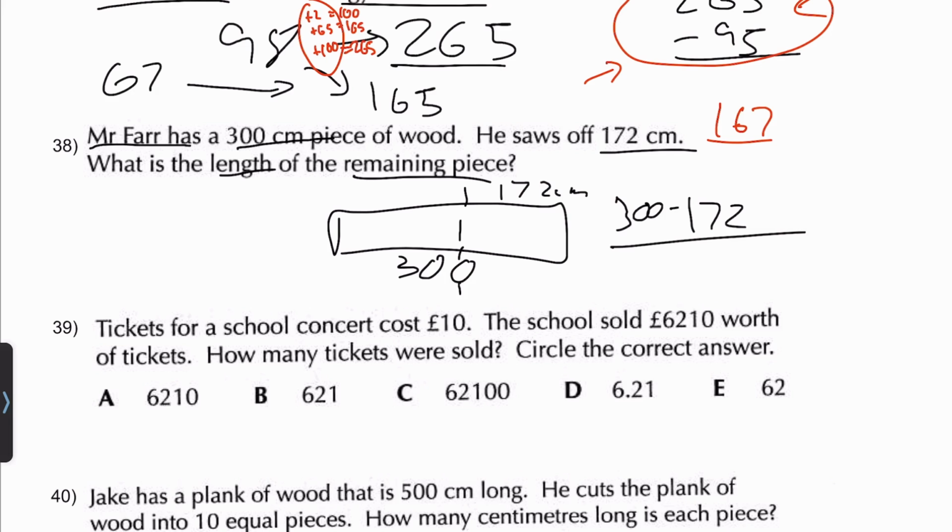So again, do long subtraction, or you just find the difference. How do you get from 172 to 200? You add 28. How do you get from 200 to 300? You add 100. So the difference is 128. That's going to be your answer, whether you do it this way or that way.